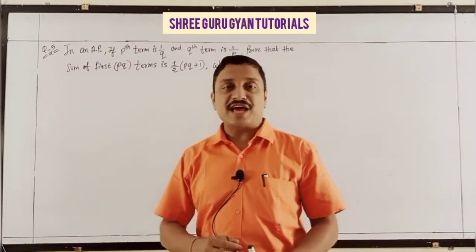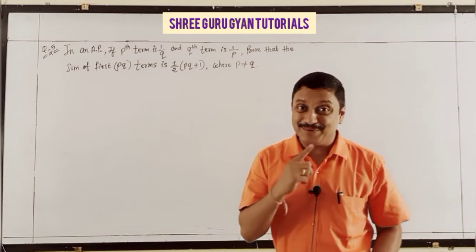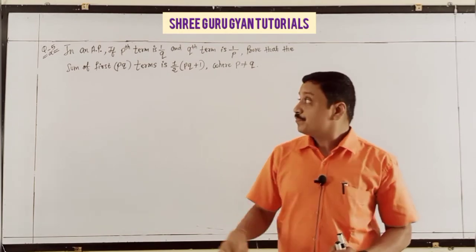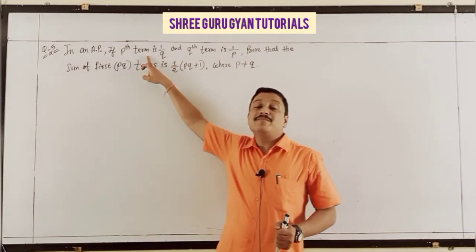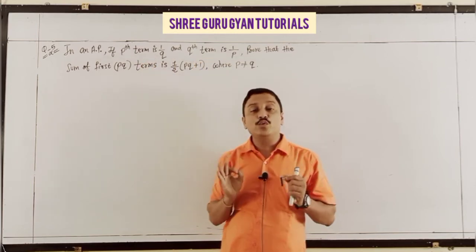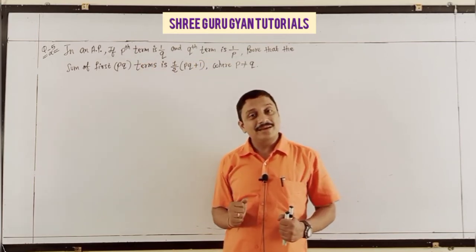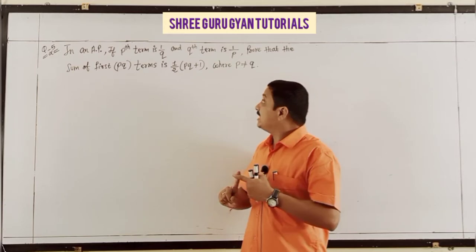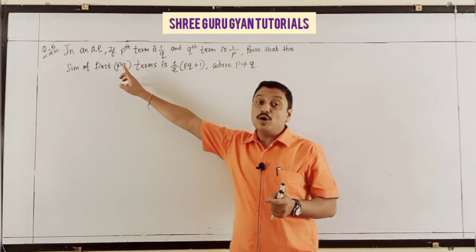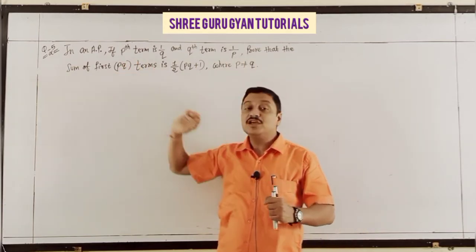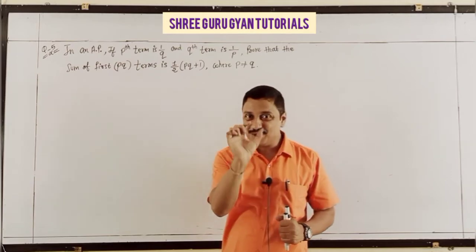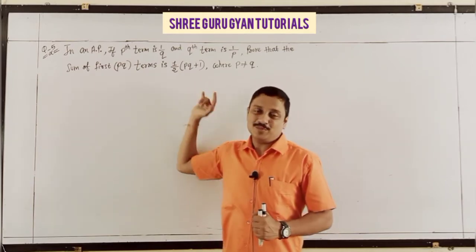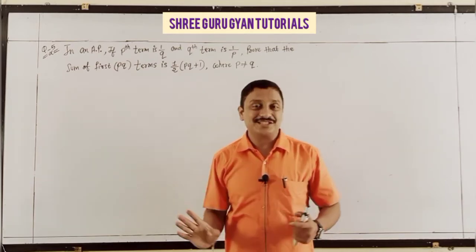Yes, now students, time to continue to the fifth one, an IMP question again. In an AP, the pth term is 1 by q and the qth term is 1 by p. Then prove that the sum of the first pq terms is half (pq plus 1), where p and q are not the same.